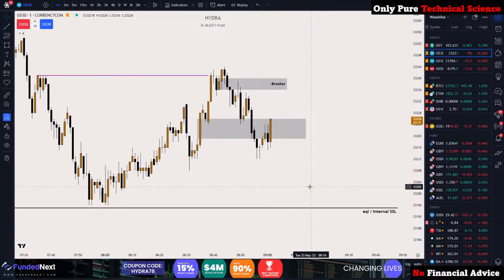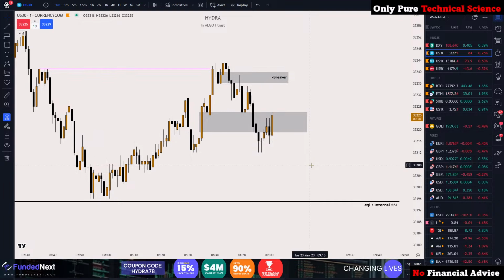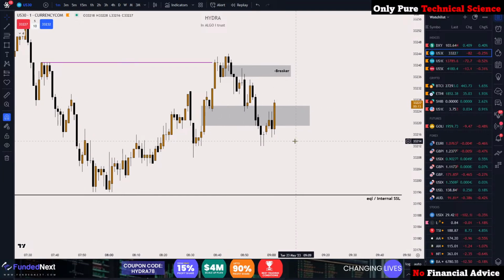Relative equal high, so yeah, let's see if price takes it out. Price took it out. Look at the manipulation. Price generating relative equal lows again and again and again. It's waiting for time to deliver.